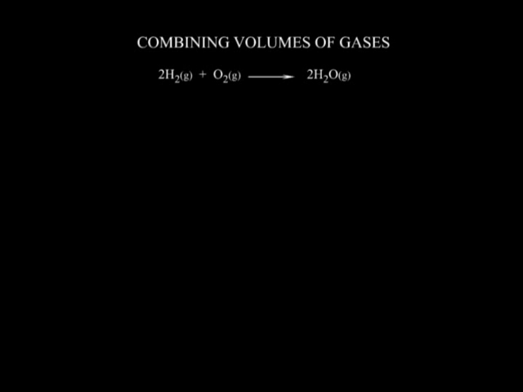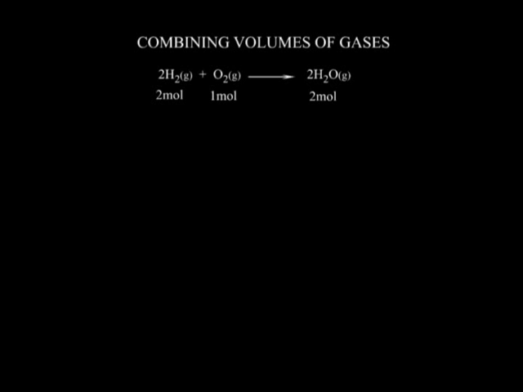Combining volumes of gases. Now, consider a reaction between hydrogen and oxygen gases to form steam. From this equation, we see that 2 moles of hydrogen gas react with 1 mole of oxygen gas to give 2 moles of steam. So the mole ratio of hydrogen to oxygen to steam is 2:1:2.